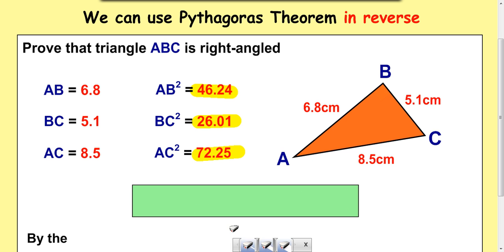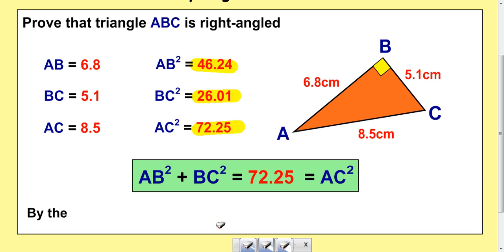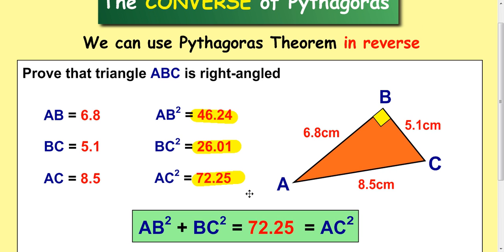Okay, so in this case, AB squared plus BC squared comes to 72.25, i.e. it equals AC squared. So therefore, this must be a right angle triangle here at B, AC being the longest side. So a wee statement to finish. By the converse of Pythagoras' theorem, the triangle is right angled at B, the side opposite the longest side. And that's called the converse of Pythagoras.